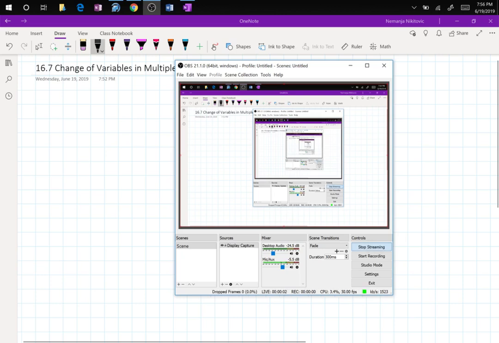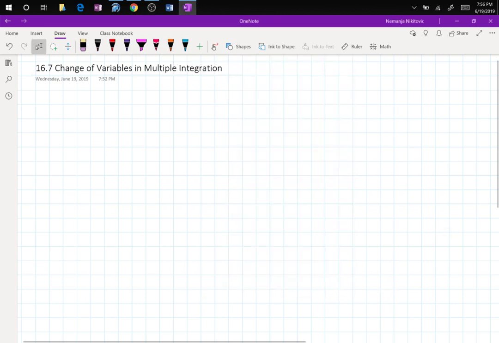Hello and welcome back to Calculus 3, section 16.7 on change of variables in multiple integration. So, what we have is technically U-substitution on steroids. Let's talk about Calculus 1 U-substitution first.